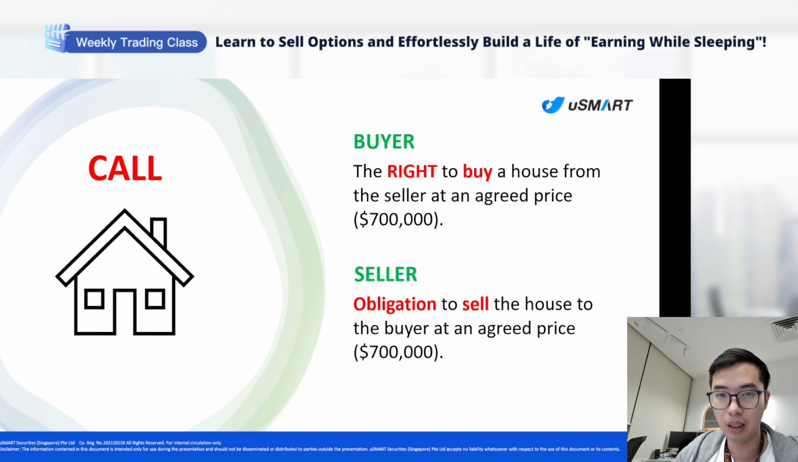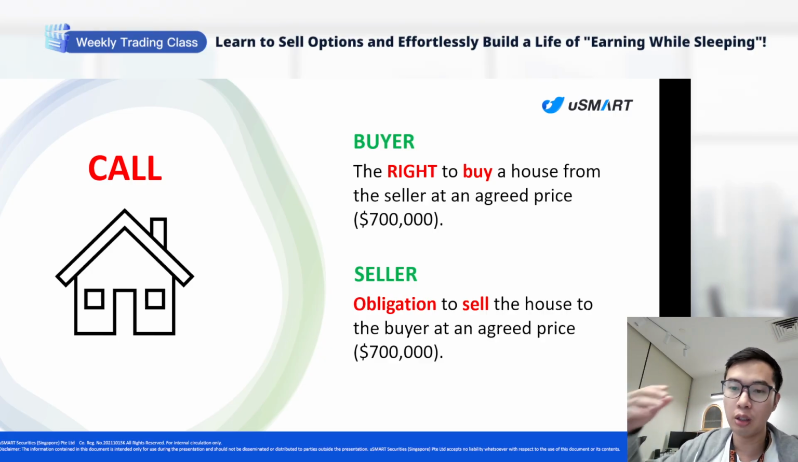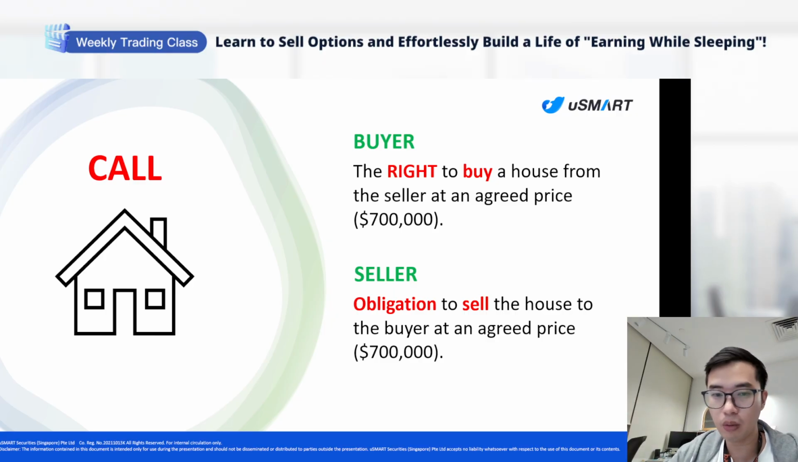What does this mean? When we become a buyer of the call, we hope that the price will go up, so that we have the right to buy at 700,000. We will pay the premium. The premium will be, let's say, $500. So we pay the premium to the seller in the hope that we can buy the house at 700,000.